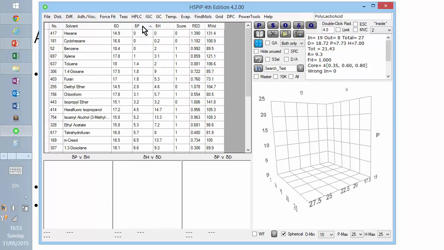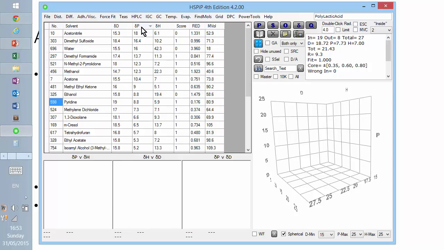Then there's dP, the polar. Not surprisingly, hexane, cyclohexane and benzene have none of it. And at the other extreme we've got acetonitrile, which has got 18. And that's methyl carbon nitrogen in a straight line, a very high dipole moment and a very high dP value. Something like methanol is intermediate, acetone lower, and so forth.